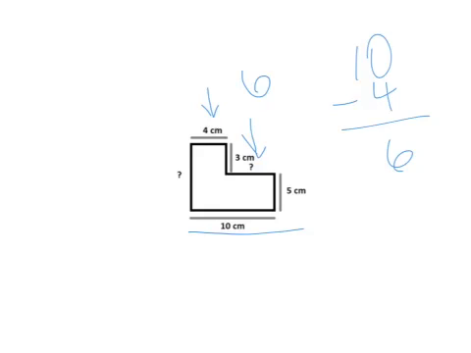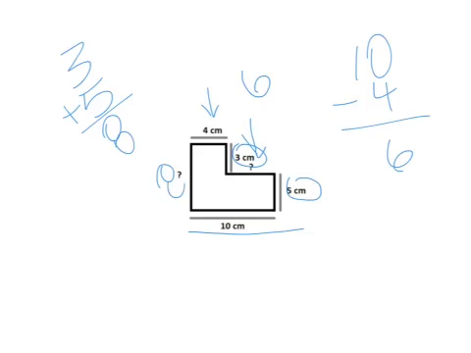We see that the right side is 5 centimeters on the bottom level and 3 centimeters on the top level, and 3 plus 5 is 8, so this missing side length is 8.